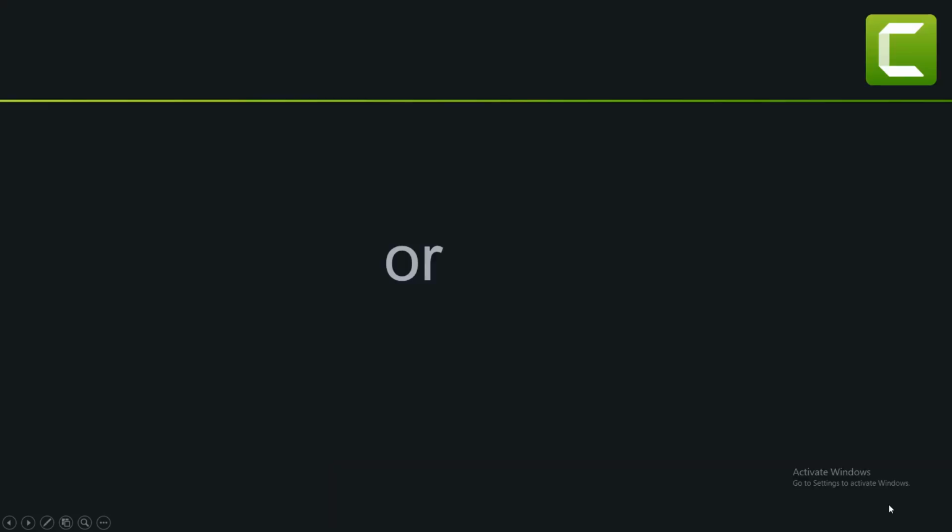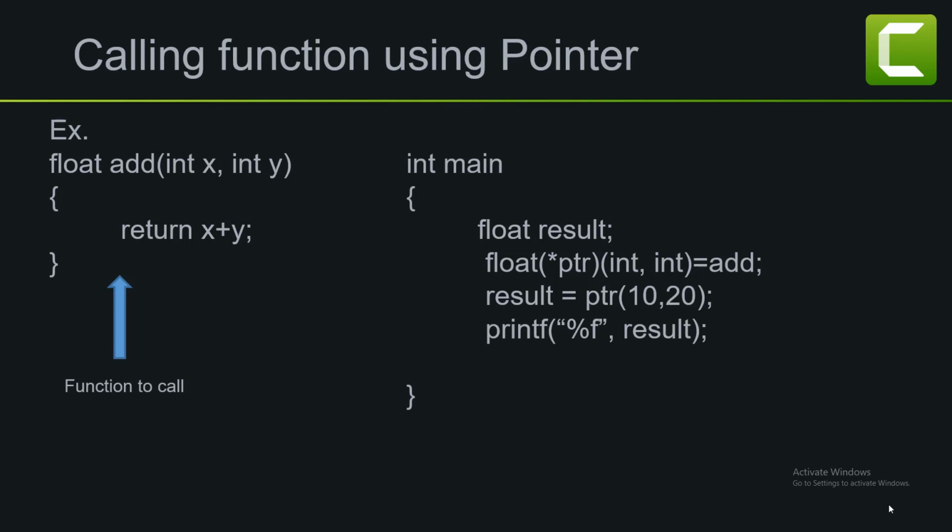Also there is another method, calling a function using a pointer. On the right side we can see the main program, with the float result. Then in the second line, instead of using the ampersand operator, directly we have used add. So we are directly storing the address of this function using add inside ptr. And in the third line we are calling the function pointer by passing 10 and 20 as arguments and storing the result in the result variable.